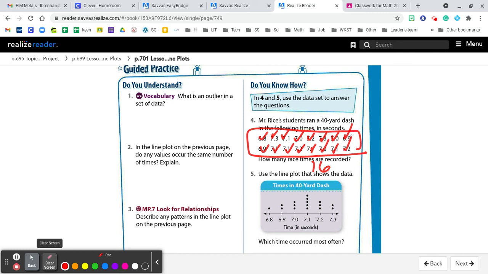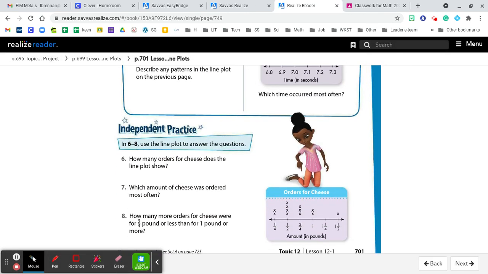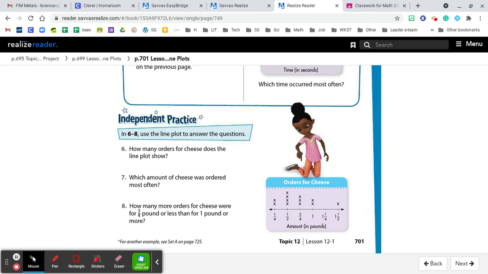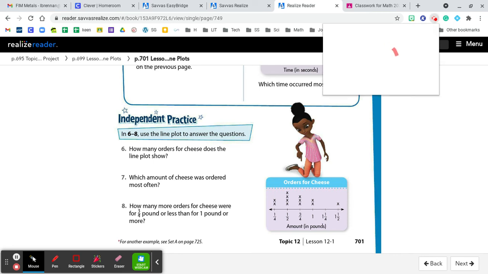And use the line plot that shows the data, which time occurred most often. Again, most often is our mode. We're looking for the mode, the most often. That's a middle school word, but in elementary school we call it most often. But the mode, the most often, is 7.1 seconds. So you're basically going to answer some questions like that looking at the data. And there we go.